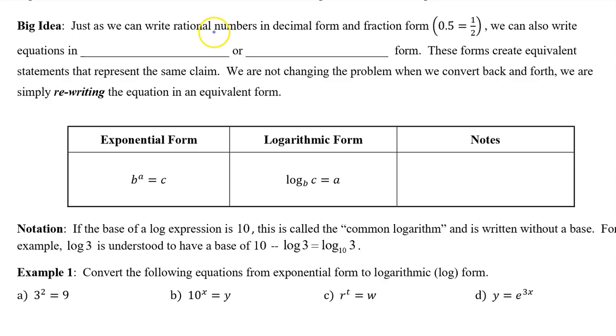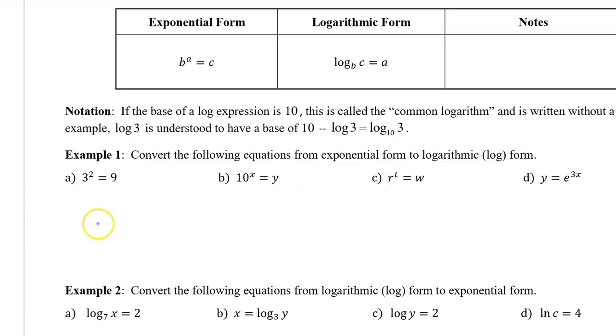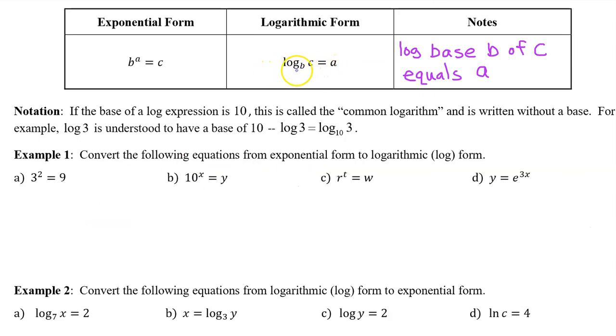Just like we can write rational numbers in two ways, decimal form and fraction form, and they mean the same thing, we can write equations in two ways as well, which mean the same thing. We can write equations in exponential form, which looks like this, or logarithmic form, which looks like this. These are equivalent. We are not changing the problem when we change back and forth between these forms. This expression would be read, the log base b of c equals a.